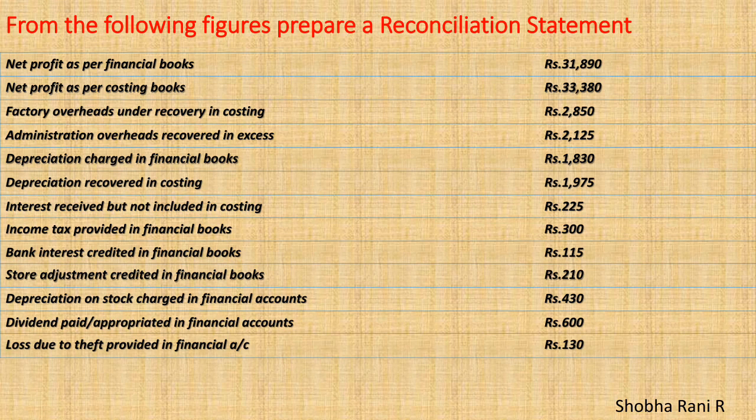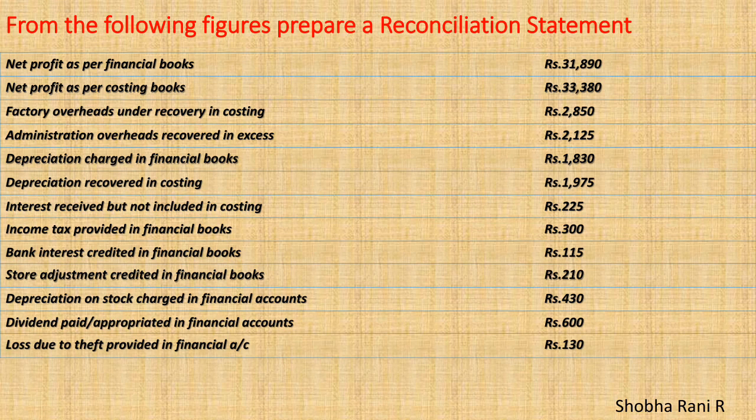Administration overheads over recovered in excess rupees 2,125. Depreciation charged in financial books rupees 1,830, whereas depreciation recovered in costing is given rupees 1,975. Interest received but not included in costing rupees 225. Income tax provided in financial books rupees 300. Bank interest credited in financial books rupees 115.